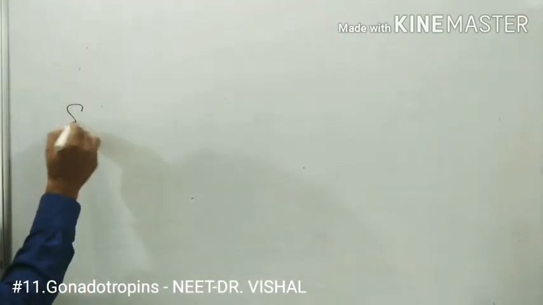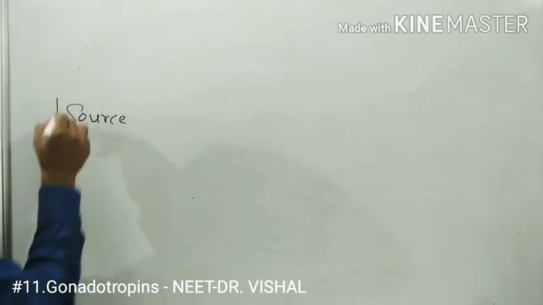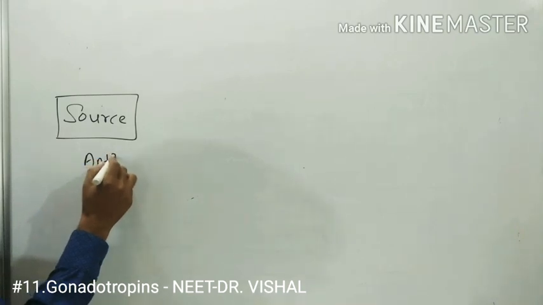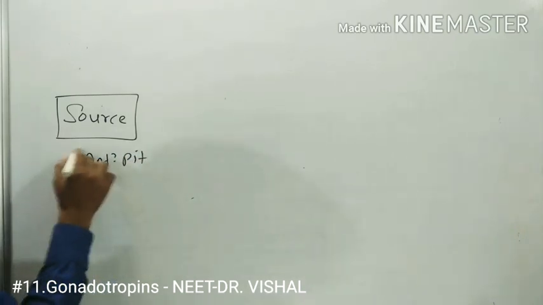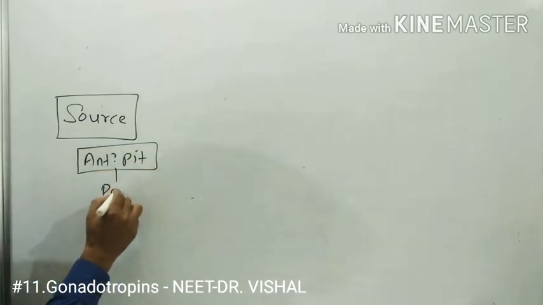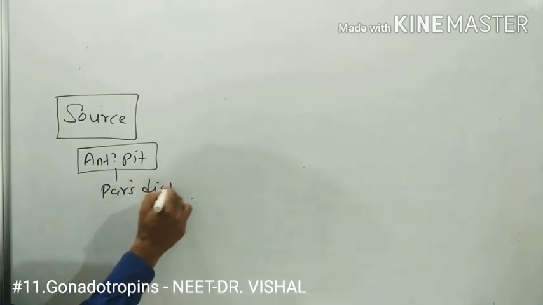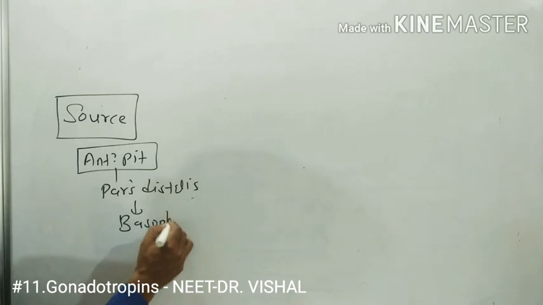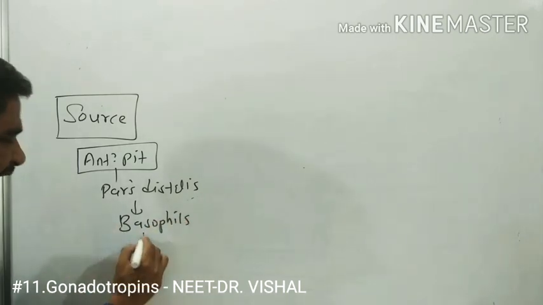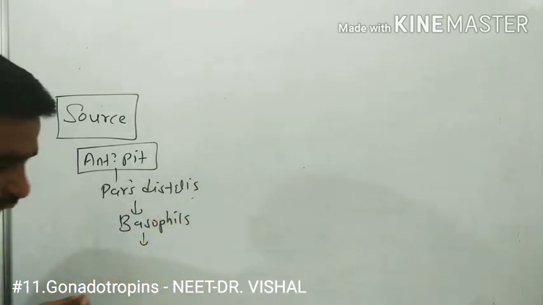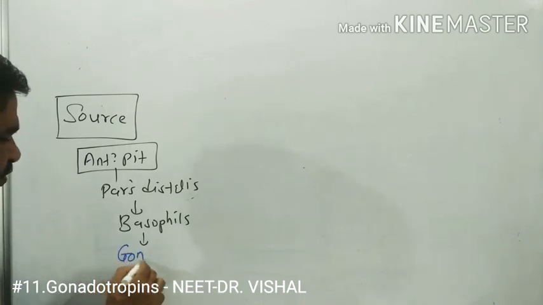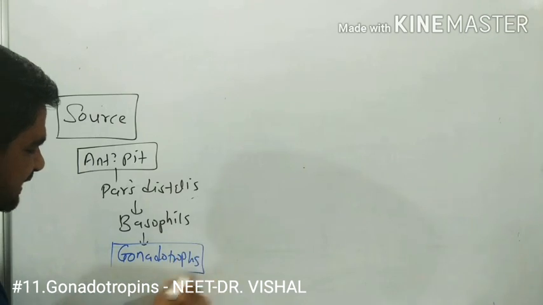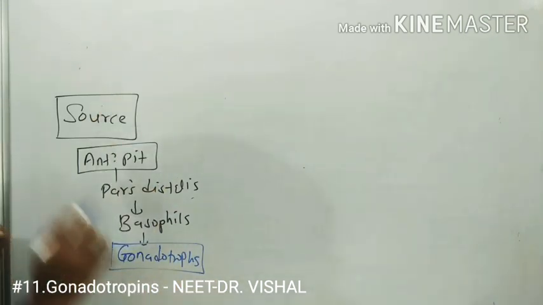So what is the source of secretion of these gonadotropins? Try to understand this. The source of secretion is that these are produced by the anterior pituitary, in the lobe called pars distalis, from cells called basophils, and the specialized cells are called gonadotrophs. These are the particular cells which produce gonadotropins.